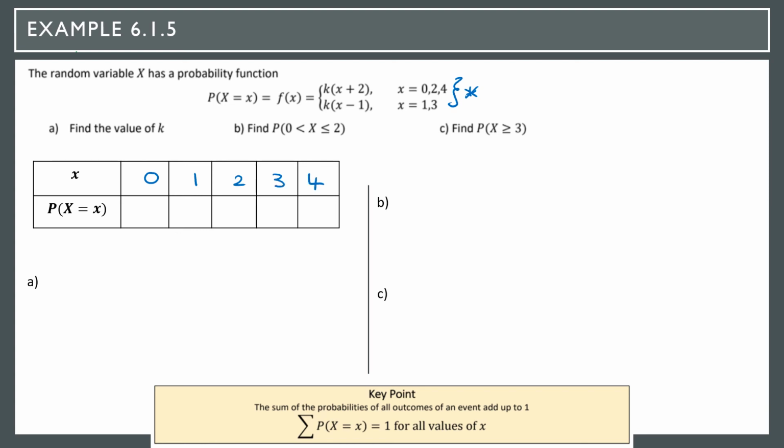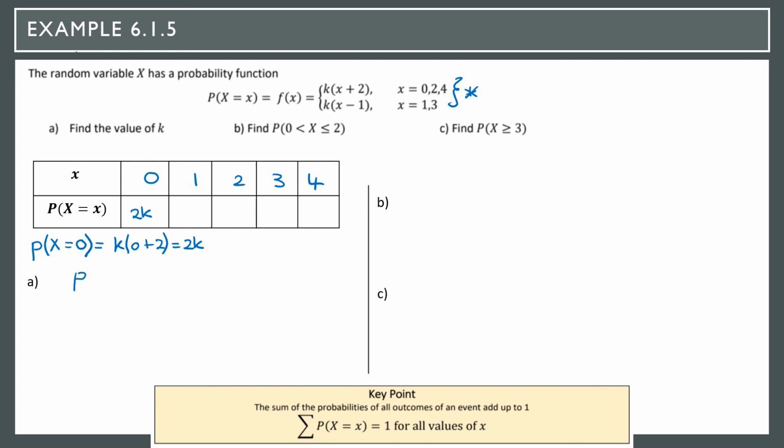then need to look at the associated probabilities, knowing at this first stage that they will be in terms of k. So to do this, we just need to substitute each value of x into the relevant expression when we're looking at our probability mass function. So if we look at the probability that x is equal to 0 to begin with, we can see that we're looking at this first expression. So we've got k, 0 plus 2, which then simplifies to 2k. So we can pop that in our table.